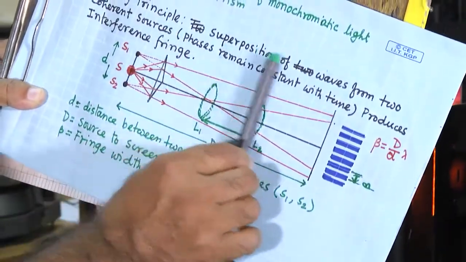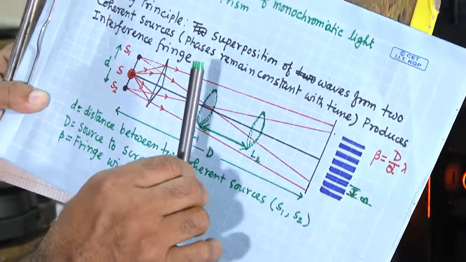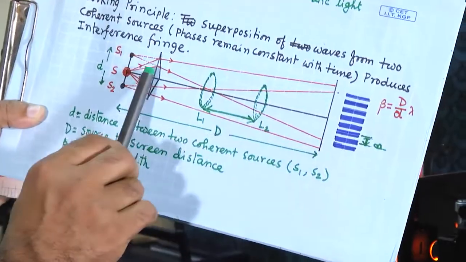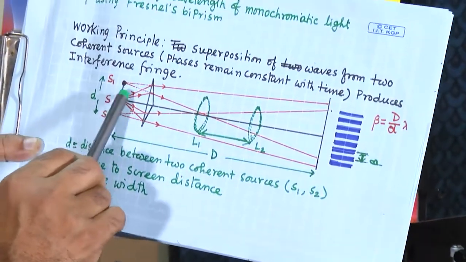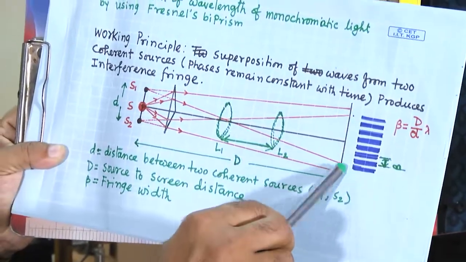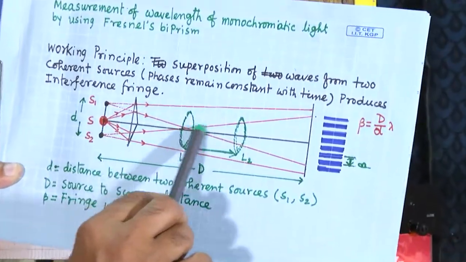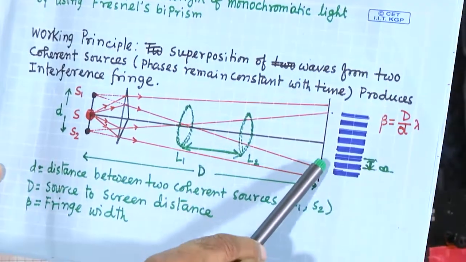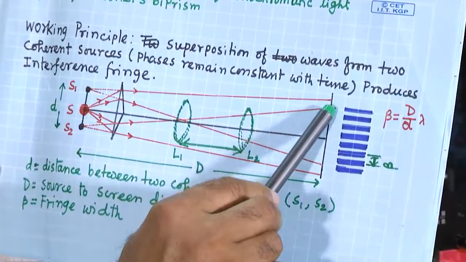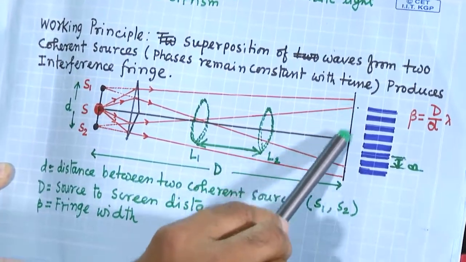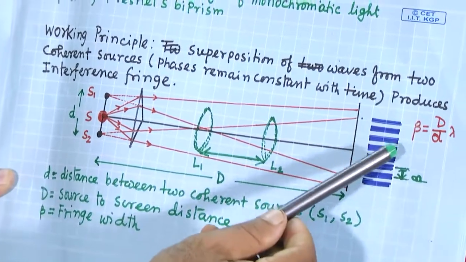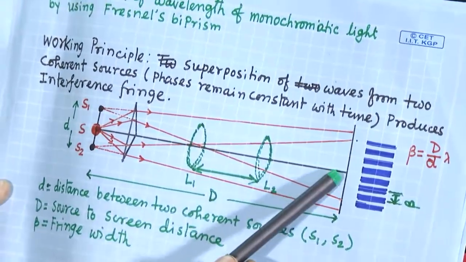Now, light is coming and there will be interference. You can see here, from this source light is coming in this region, and from this source light is coming in this region. The overlapping region is this part. So, I will see this type of fringe due to the interference.